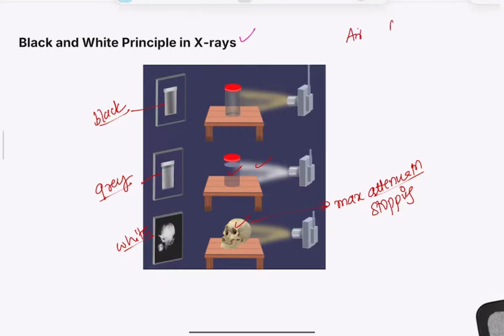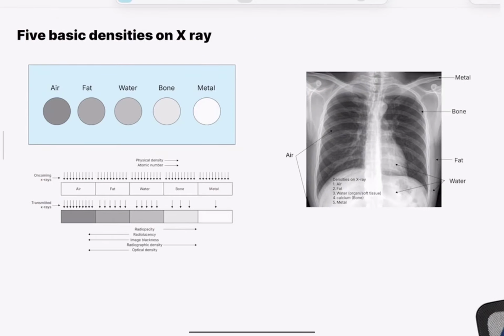So remember that air, fluid and bones. So basically that is how it will go from black to white. As the density is increasing, the image is becoming more white. So the 5 basic densities on X-ray that we have, most black is going to be air. Then you have metal, which is even more dense than bone, then bone.